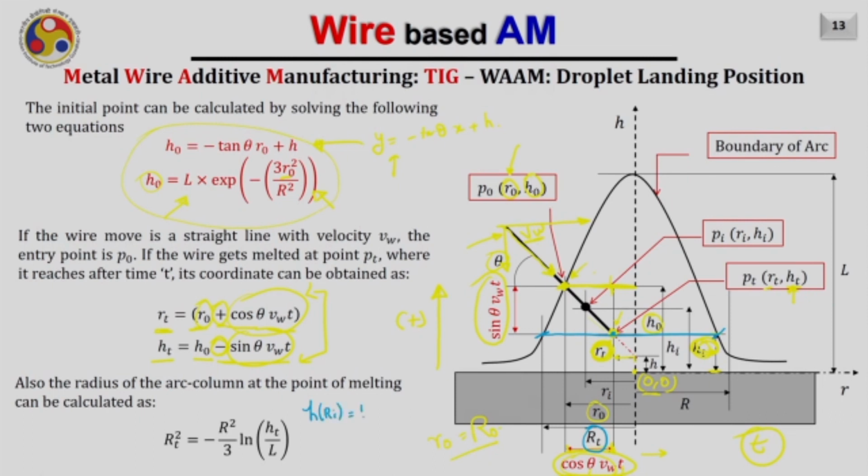H Ri equals L exponential minus 3 Ri square divided by R square. So if I replace Ri by RT in this equation and then further solve, I will be able to get RT square equals minus R square by 3 ln HT by L, where HT is already known to me from this equation.